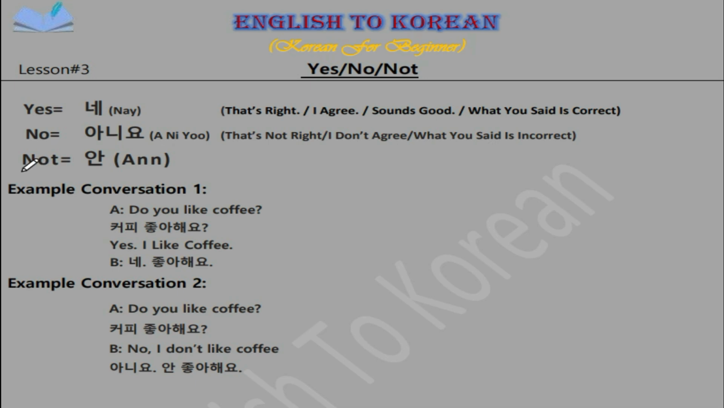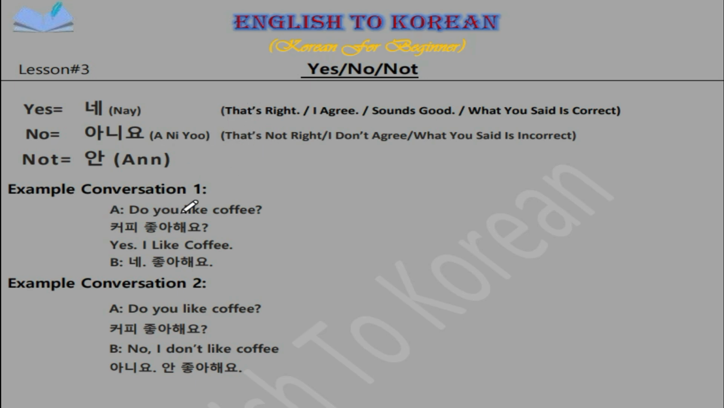If you want to say not in Korean, you will say an. So let's use yes, no and not in conversation. After that you can understand this lesson easily.